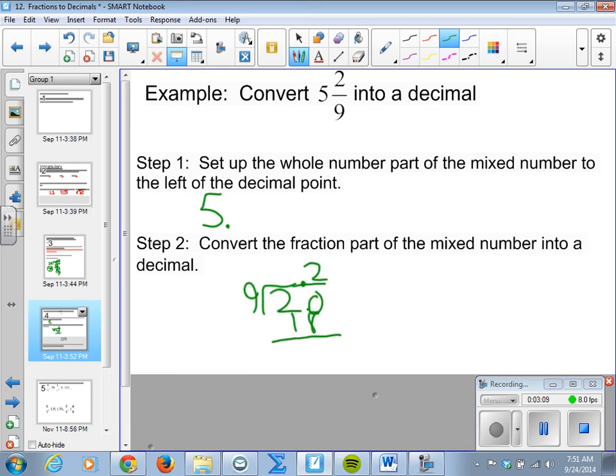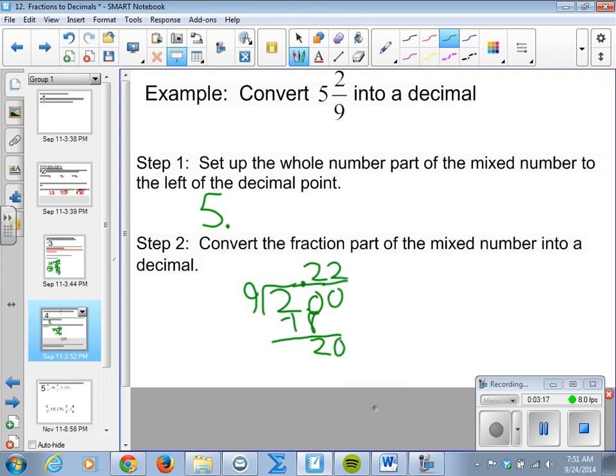9 2's are 18. Subtract that. We get 2. And we'll start seeing a repeating pattern, right? We add the 0, bring it down. 9 into 20 2 times. If you want to keep going with this, you can, but I think we can tell that our 2's are going to repeat. So the final answer would become 5 2/10 repeating.